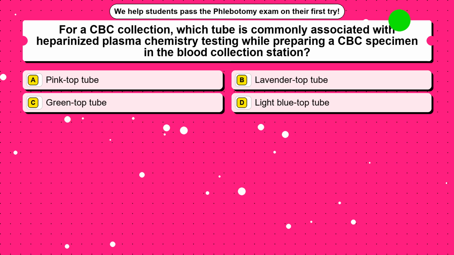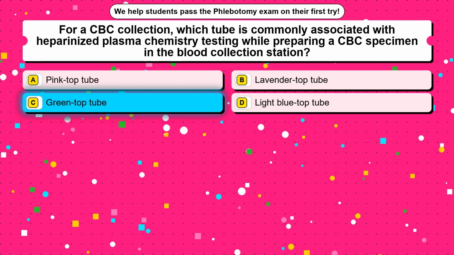Question 21. For a CBC collection, which tube is commonly associated with heparinized plasma chemistry testing while preparing a CBC specimen in the blood collection station? Option A. Pink top tube. Option B. Lavender top tube. Option C. Green top tube. Option D. Light blue top tube.